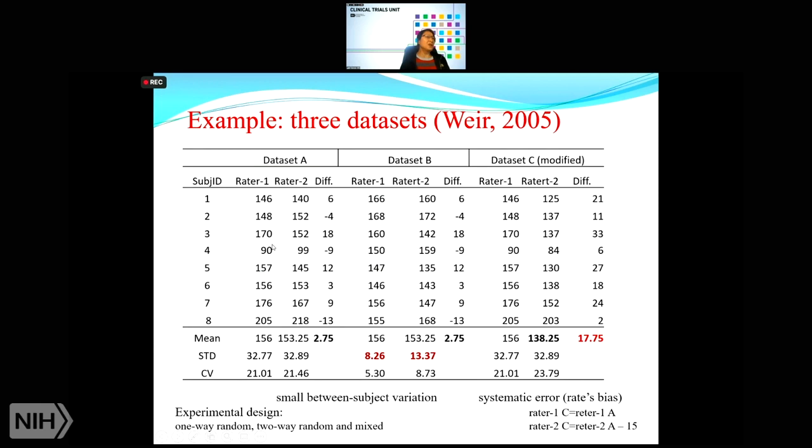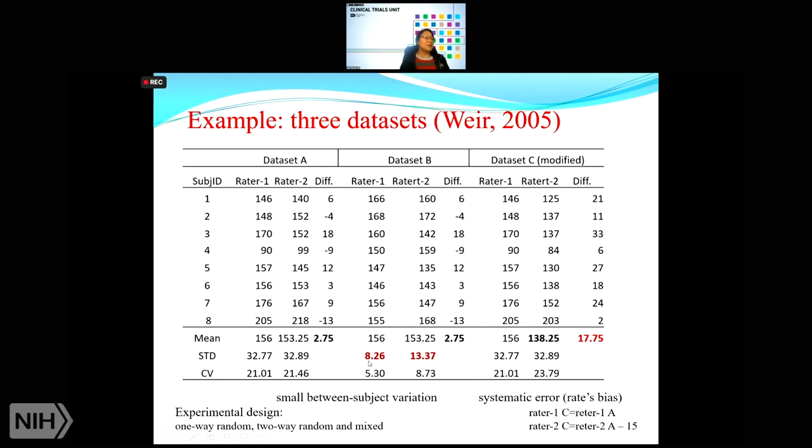This slide shows the raw data for the three data sets. Each data set is an example of two readers giving ratings for 8 subjects. Here we treat data set A as a standard and compare data set B with data set A. For each subject, the difference between reader 1 and reader 2 is the same for every subject. And data sets A and B have the same means of the 8 subjects for each reader. This one and this one.